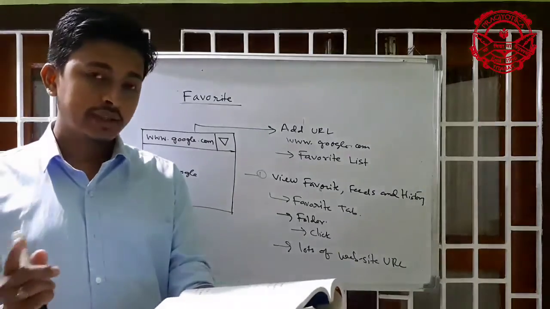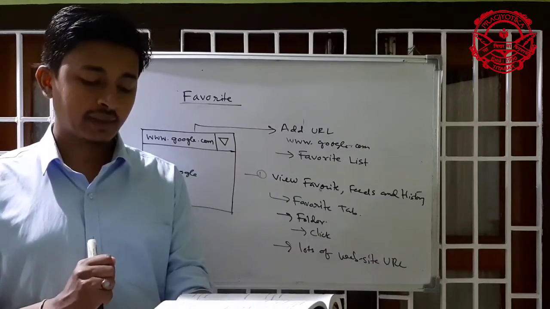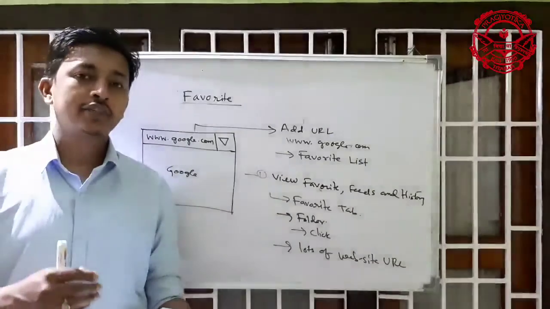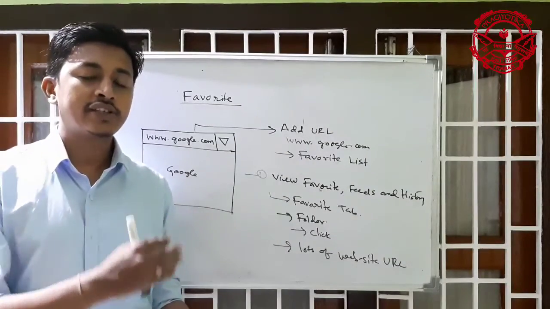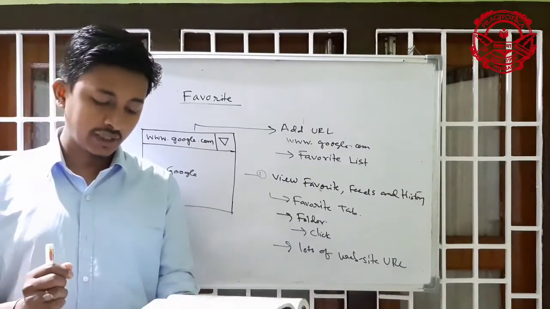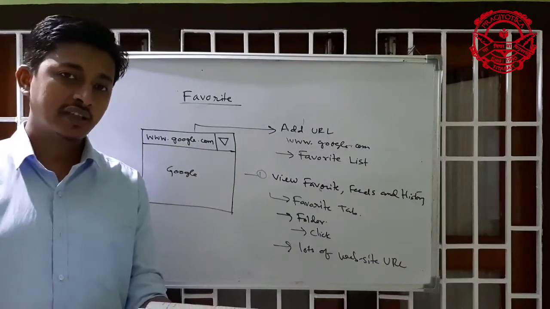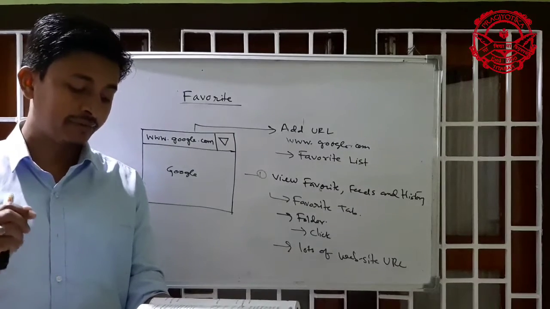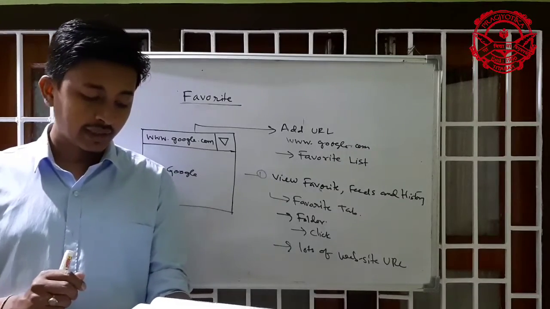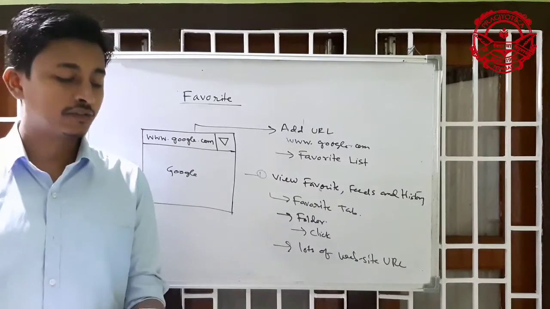Okay. Now, there is another option: click the view favorites, feeds and history button. After that click the down arrow, that is the add to favorite button. After clicking view favorites, feeds and history, the add to favorite button is available. Now see, at the top corner there is an option available, add to favorite. After that you click add to favorite.